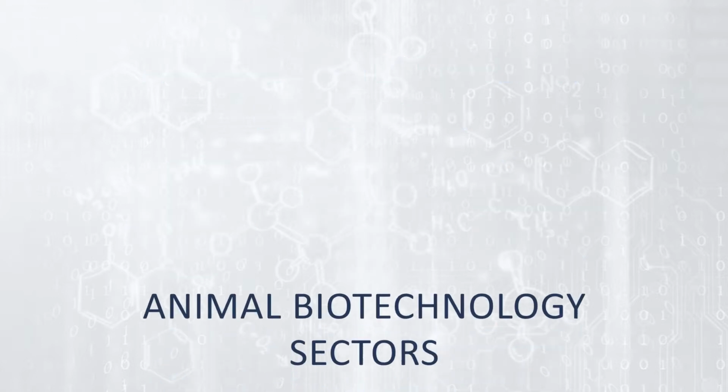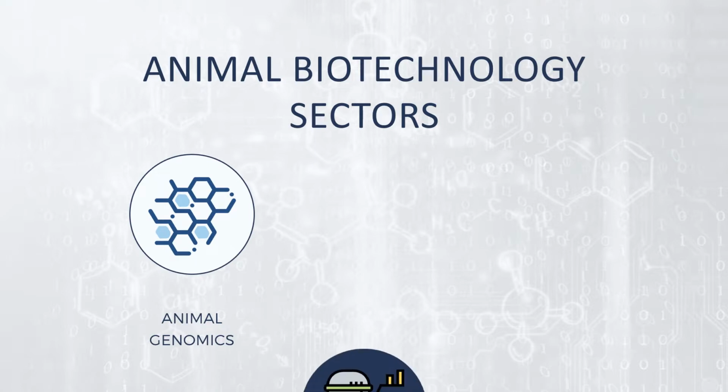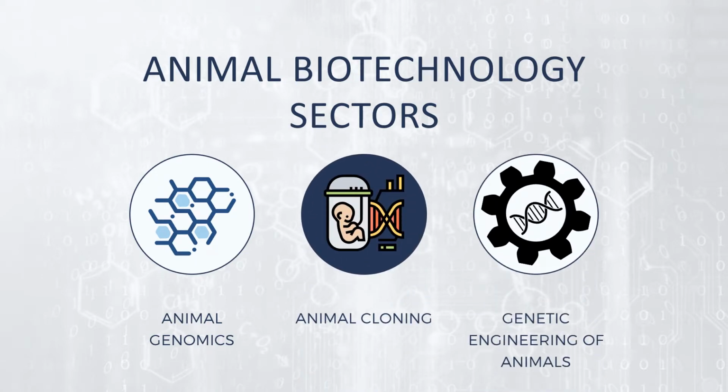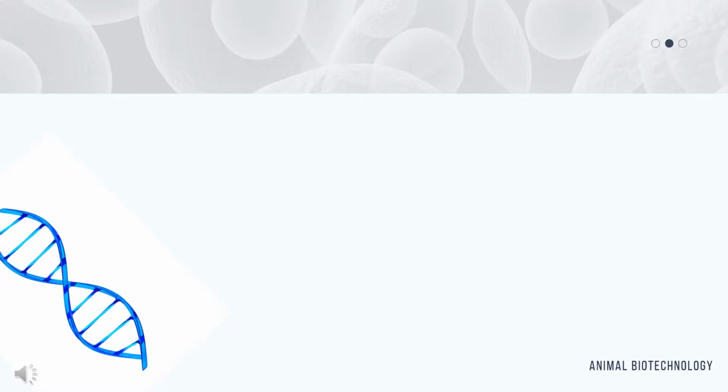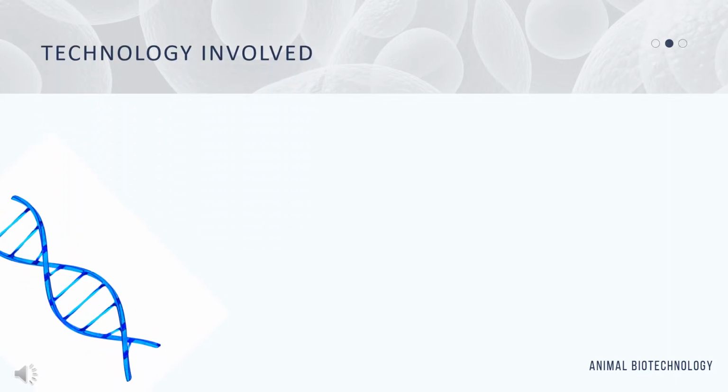Researchers developed the applications of animal biotechnology, which have led to the emergence of three scientific animal biotechnology sectors, which are animal genomics, animal cloning, and genetic engineering of animals. These sectors will be discussed further subsequently. Next is the technology involved in animal biotechnology.